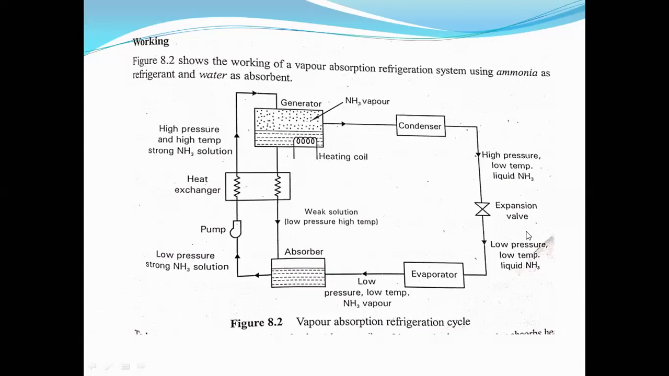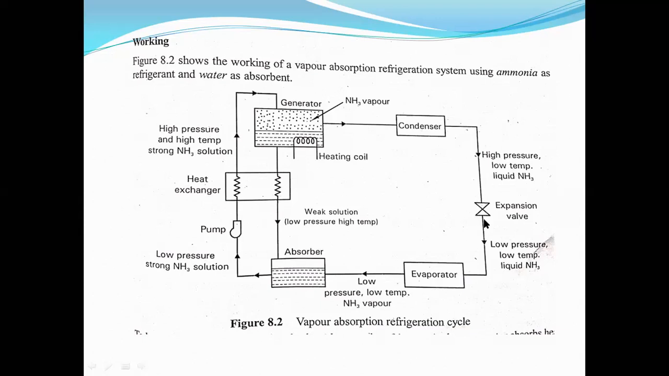Okay, our next part is the expansion valve. As I said, the expansion valve performs two functions. First, it decreases the pressure to practical limits, and the second function is to regulate the flow of refrigerant to the evaporator. Means we have to supply a particular quantity of refrigerant to the evaporator. That function is performed by the expansion valve. So the condition of ammonia after passing through the condenser is high pressure, low temperature, liquid ammonia.